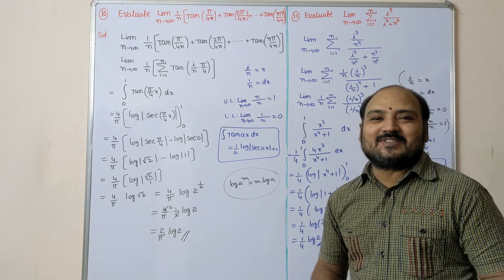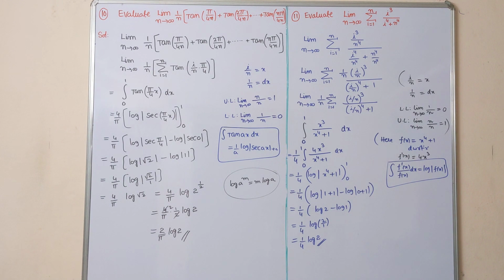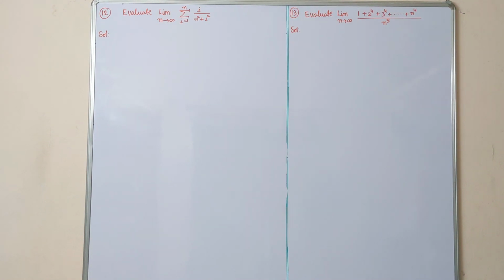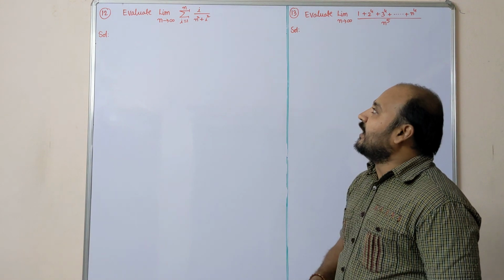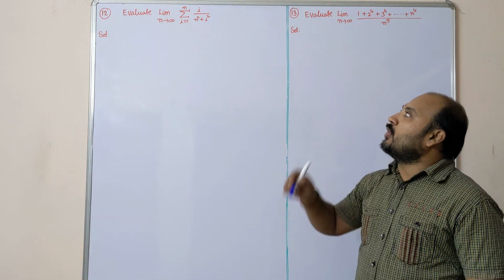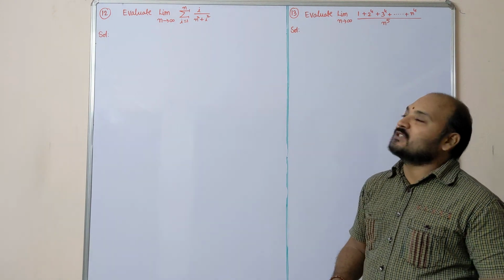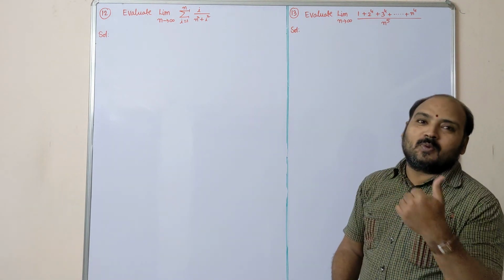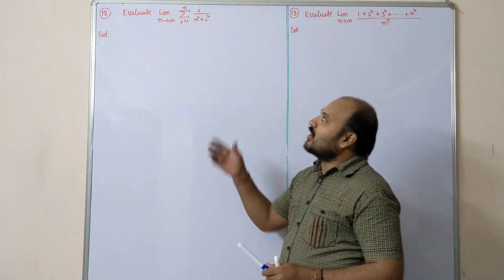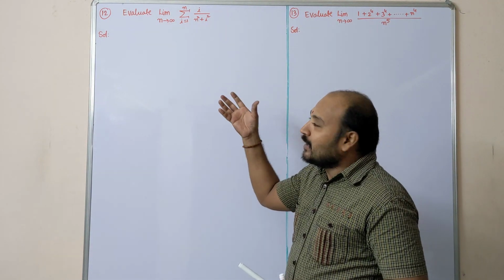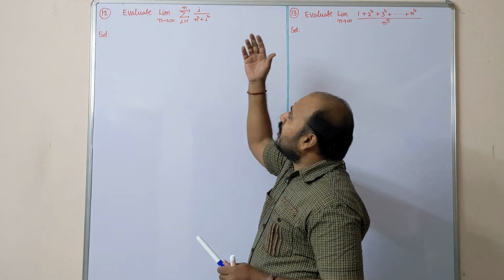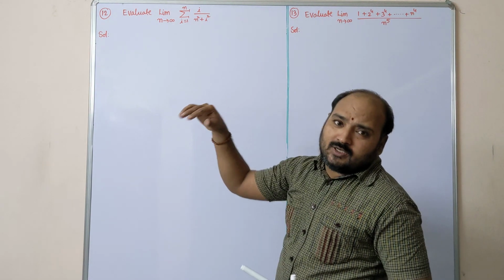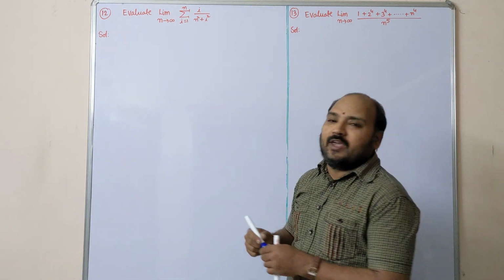We'll move on to the next question, dear students. Evaluate limit n tends to infinity sigma i equal to 1 to n, i by n square plus i square. This is like the last problem, question number 11. Here also I want to get 1 by n. Here the 1 by n term is missing. Sorry, I want to get i by n value here. So in the denominator the power is 2, in the numerator the power is 1. So dividing numerator and denominator by n square.